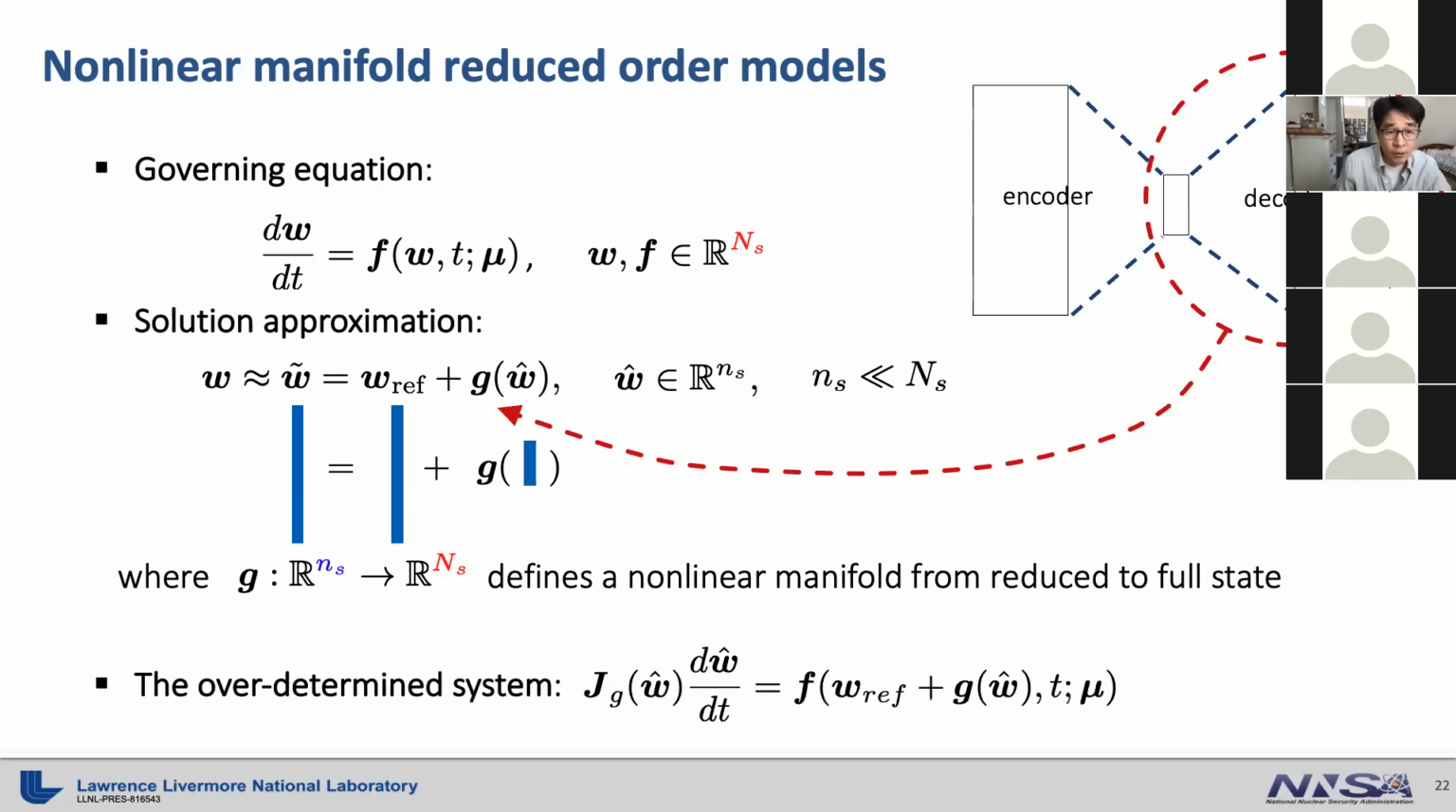Then we plug this solution representation into the governing equations, and as usual, we obtain the overdetermined system where you have more equations than unknowns. Here you must be careful with the nonlinear term. Again, as I emphasized before, we need to sample and compute only a subset of the nonlinear terms.